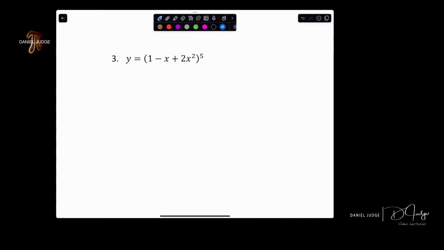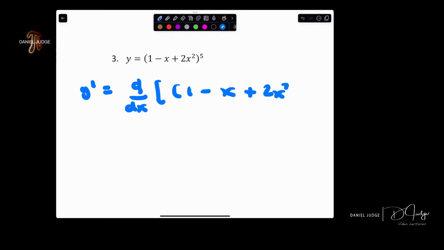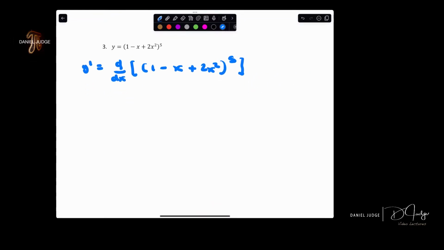Okay. Now, y prime is the derivative of 1 minus x plus 2x squared, and this will be raised to the 5th power here. Okay, now if you look at this, you're going to say right off the bat, oh, I've given it to you guys this way. The book might say, hey, you got u to the 5th power. The derivative of any base to the 5th power would be 5u to the 4th power. But by chain rule, you got to differentiate the u.